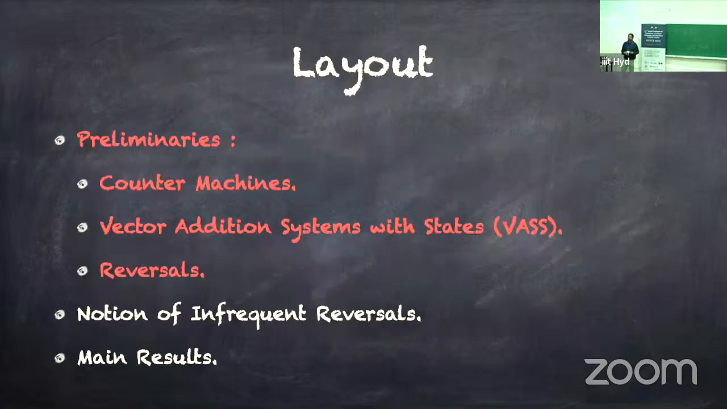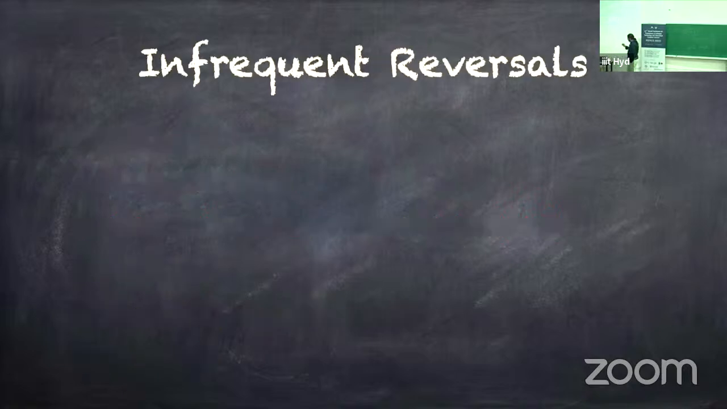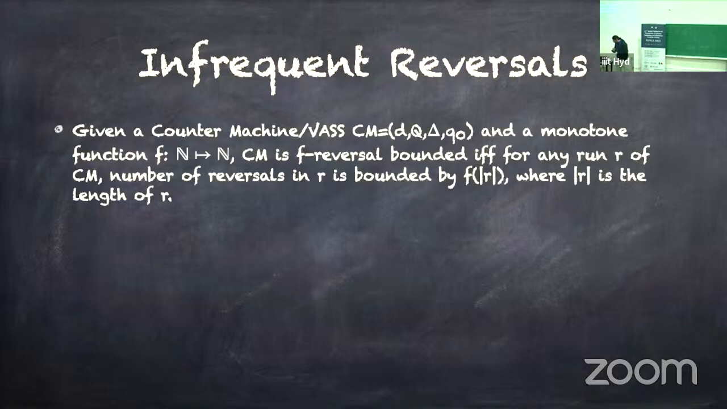So it makes sense to generalize this notion and see whether we can get larger classes with probably the same results. And so we thought of the notion of infrequent reversals, where we do not bound the reversals by a constant. So given a counter machine or a vector addition system CM and a monotone function F from naturals to naturals, we say that a CM is F reversal bounded if and only if for any of its runs R, the number of reversals that R can contain is bounded by F of the length of R.